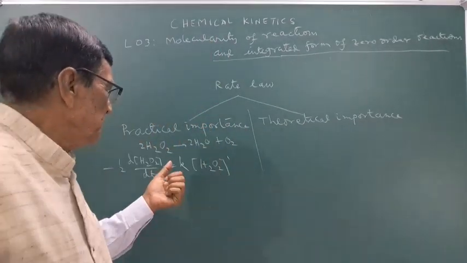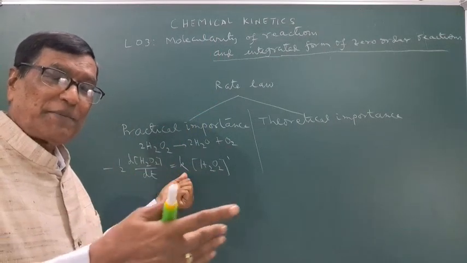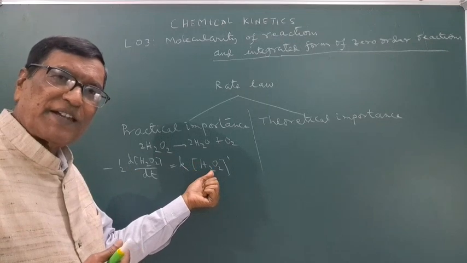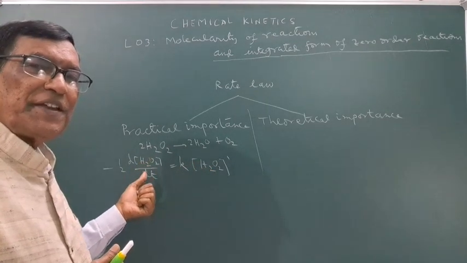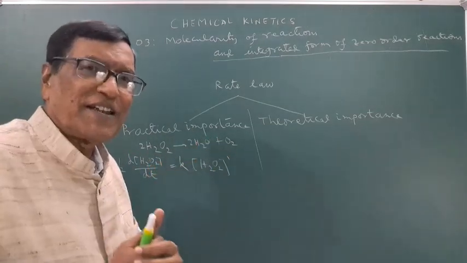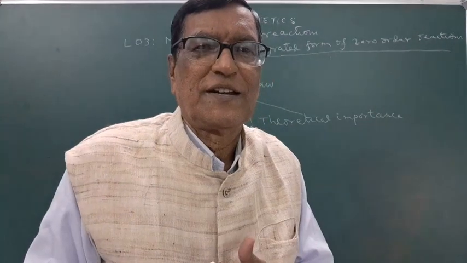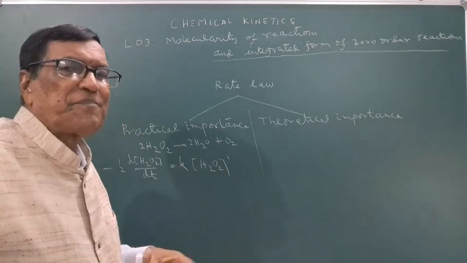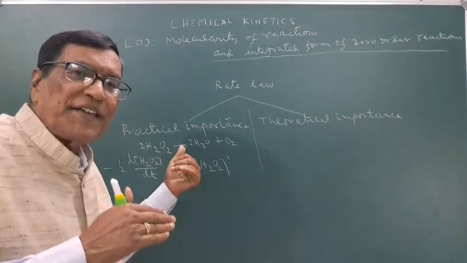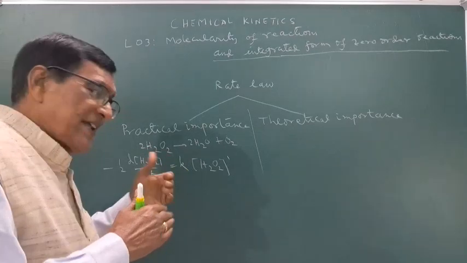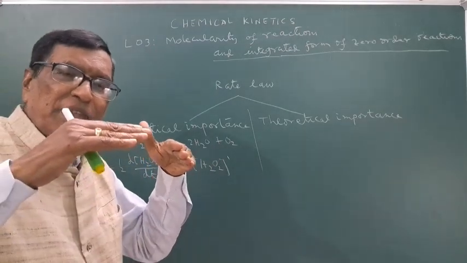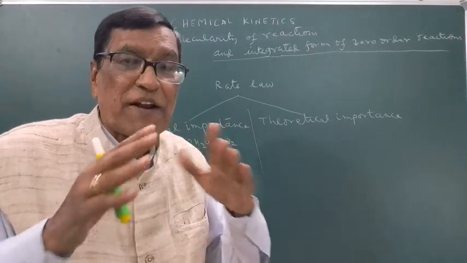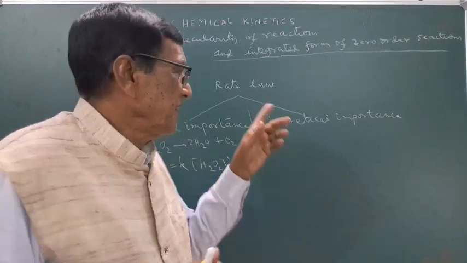K is constant for a reaction at a given temperature. So once you know the value of K, which could be determined experimentally, at any concentration of hydrogen peroxide, you can predict what will be the rate of this decomposition of hydrogen peroxide. So this is the practical benefit. By controlling the concentration of hydrogen peroxide, you can run the reaction at a speed or at a rate of your own choice. So this is the practical benefit of this rate law.